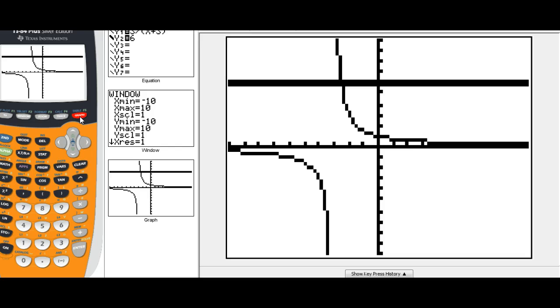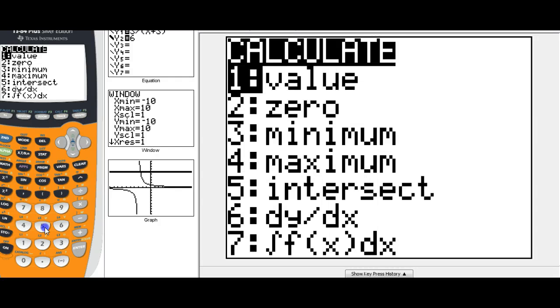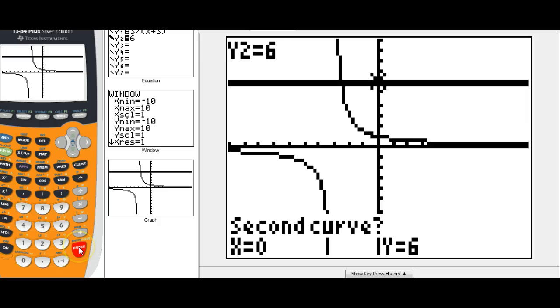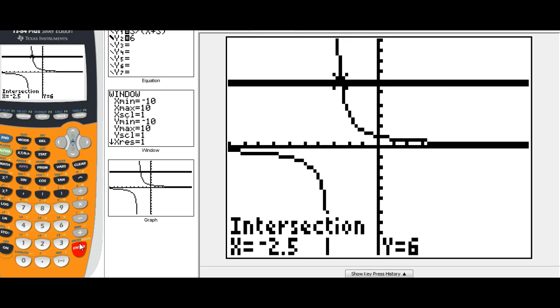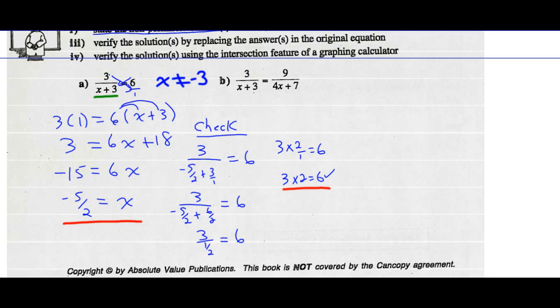Find the point of intersection. So you go second calculate, number 5. Point of intersection, first curve, second curve. There's only one point of intersection, and it occurs right there at -5/2, or negative 2.5. So it checked out algebraically, it checked out graphically. This is a good solution.